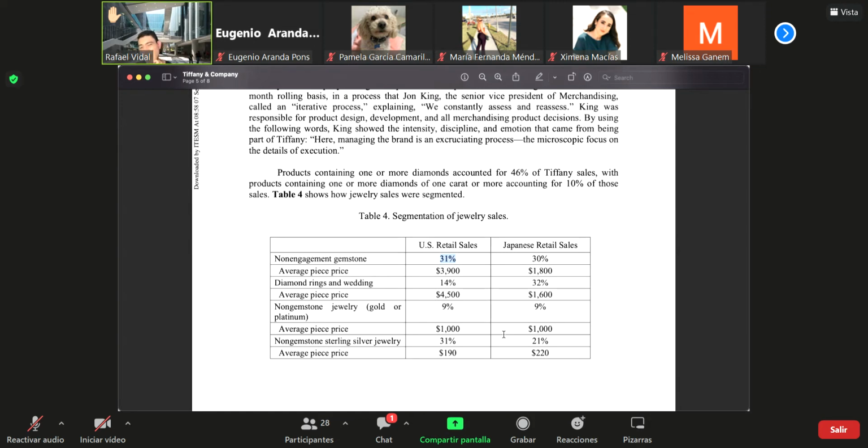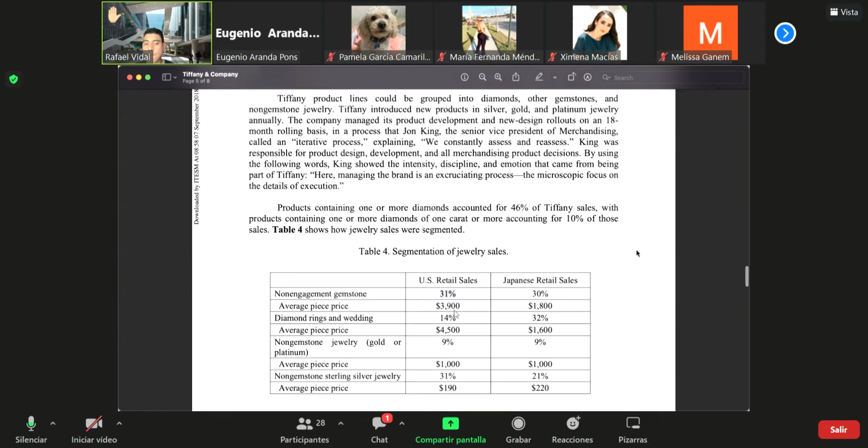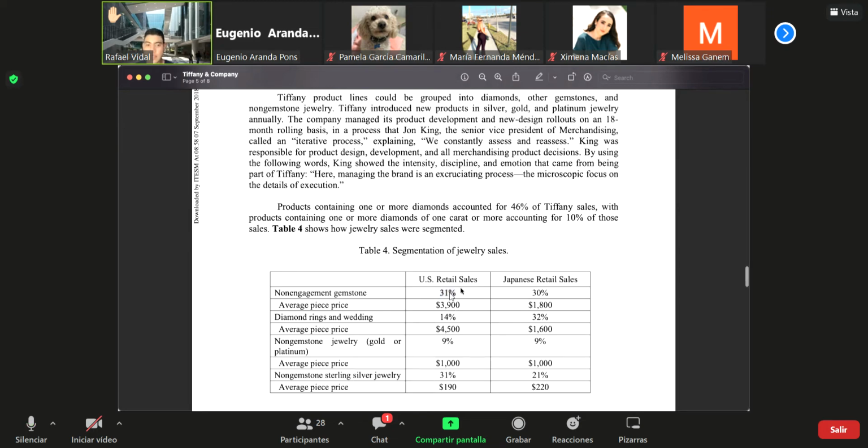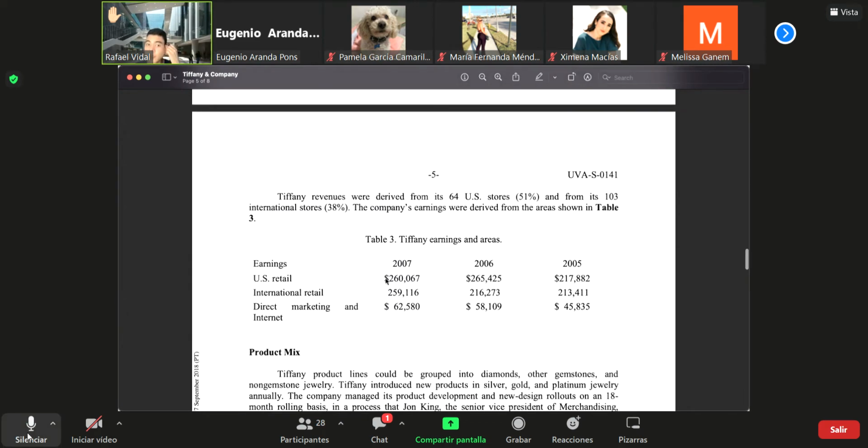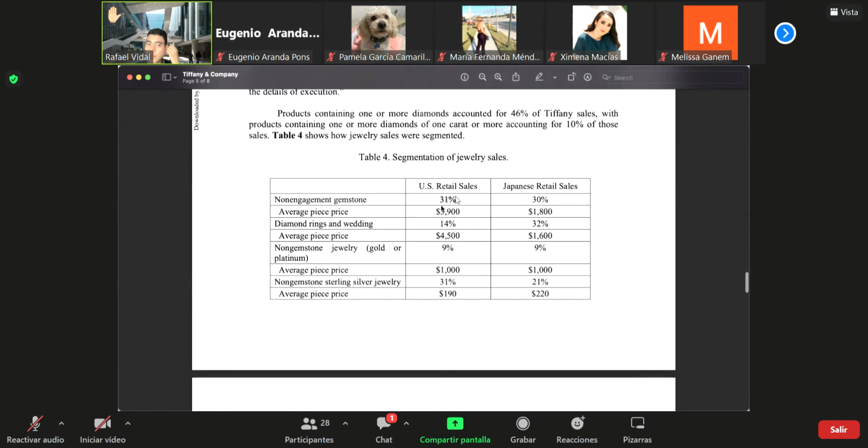Did we understand how I got this number? Or do you want me to explain it again? So Eugenio, you are going to calculate this. Did you understand how to calculate this number? Yeah. No. So it's total revenue for the US times the percentage divided by the average piece price. You have to do this for each of the items you sell, and at the end, sum all of these numbers.